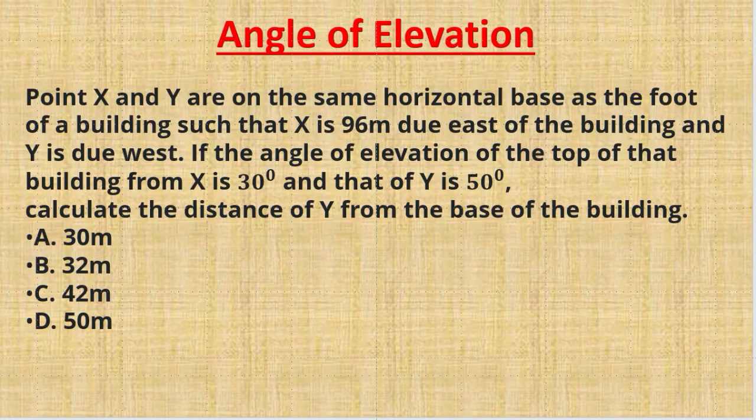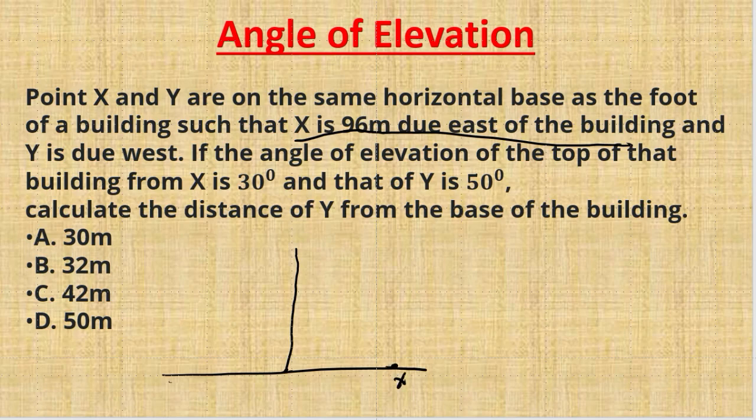It says the points X and Y are on the same horizontal base as the foot of a building such that X is 96 meters due east of the building and Y is due west of the building. That is, if this is the foot of the building, and X is 96 meters due east of the building, here is X, and from the foot of the building to X, I should have 96 meters. And Y is due west, such that from Y to the foot of the building, it's not given.